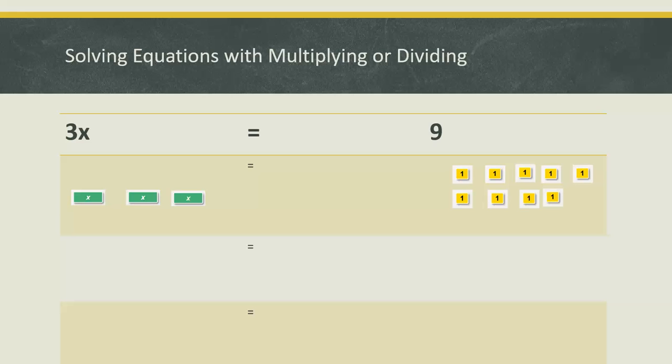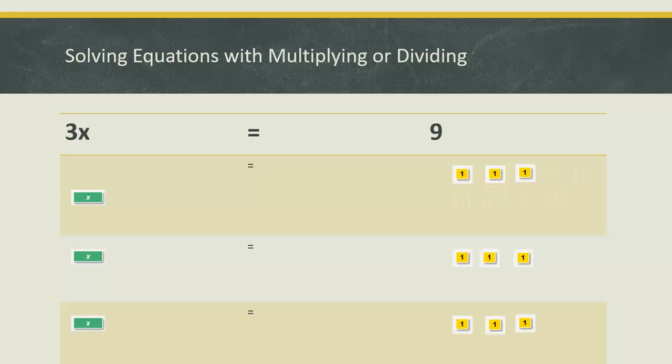Let's try another multiplication problem. This time I have 3x equals 9. So again, I have three x tiles. What I want is to figure out the value of one x tile. So I'm going to separate those out into three different rows. Okay, I can't just separate out the three x's without also separating out the right-hand side. So I have 9, and I want to divide that evenly into those three rows. Well, 9 divided by 3 is 3. So I'm going to put 3 of the 1 tiles in each row.